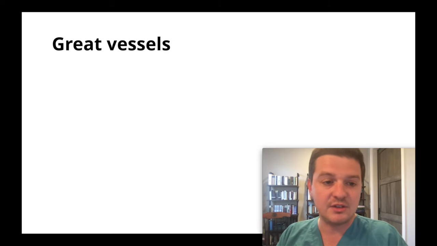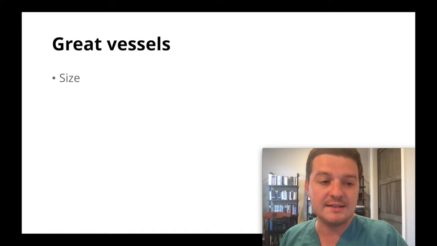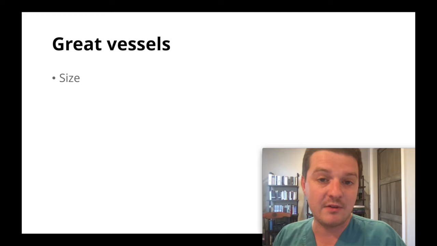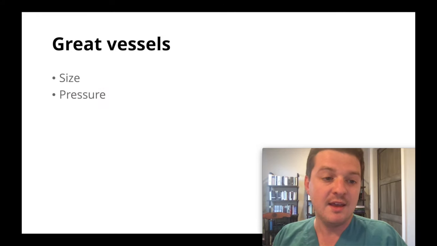Finally, then there's the great vessels. What we usually see here is a description of the size. So the aorta, for example, is it normal in size or is it enlarged? An enlarged aorta requires careful follow-up to make sure it's not getting excessively enlarged, at which point it might require surgical correction. And then there's pressure.